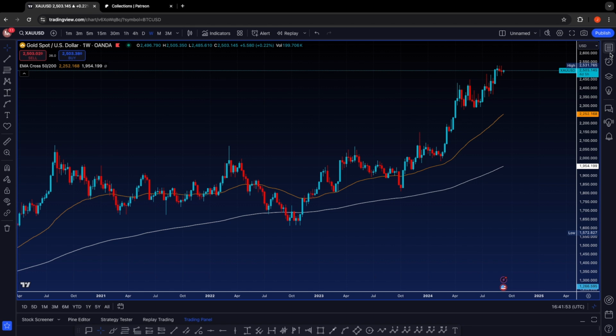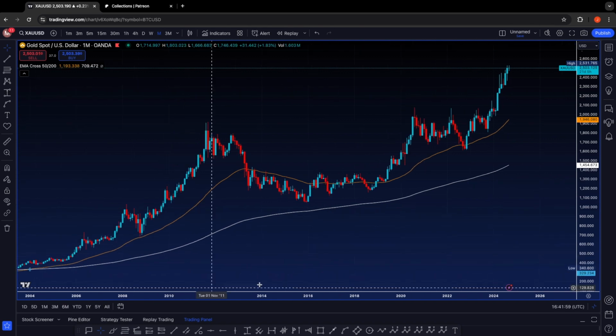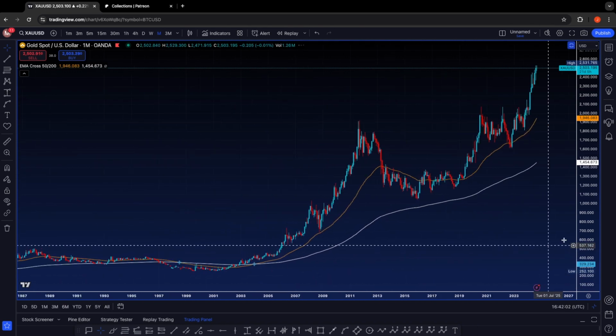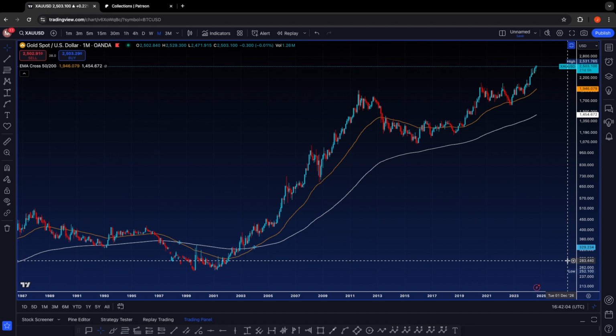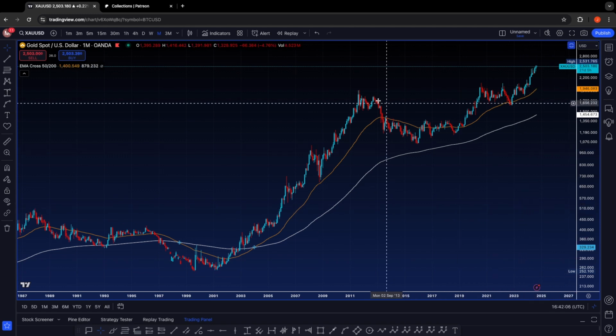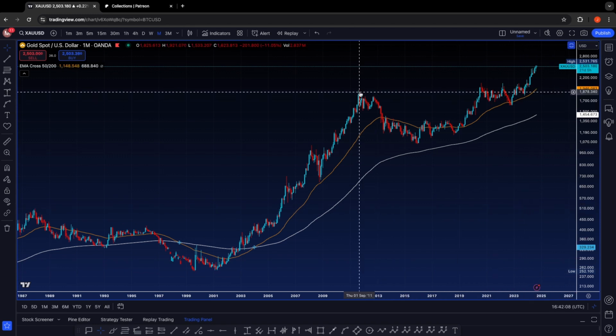Now, last but not least, we have our pattern on gold. I'm actually going to quickly switch to the monthly time frame and zoom all the way out so you guys can see this pattern pretty clearly. Am I in logarithmic? No, I'm not. Let's put this in low. Okay, perfect. So as we can see, this pattern on gold really started back in 2011.